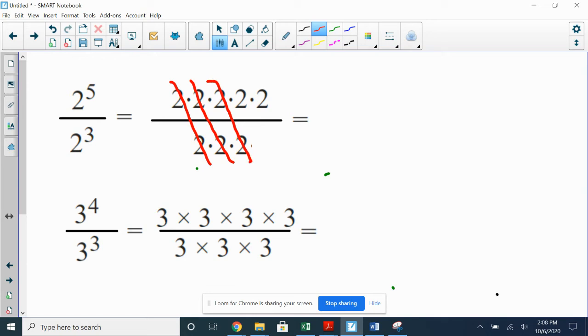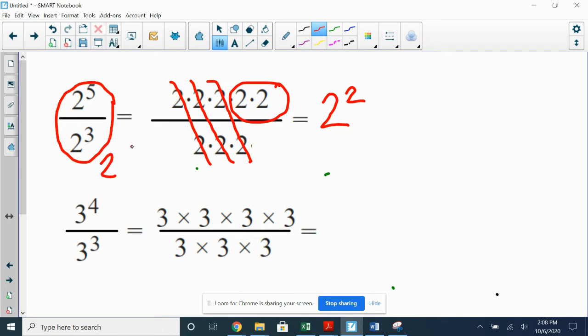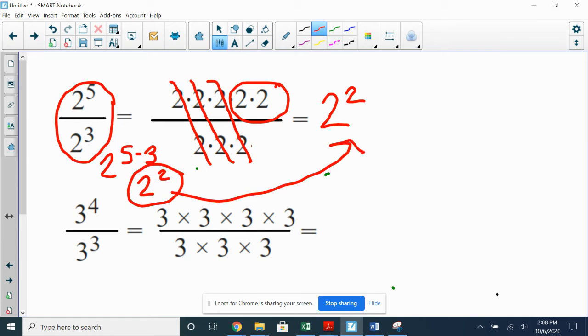I have both parts of the whole, and I am left with 2 times itself. So base of 2, the number being multiplied by itself, and I have 2 of them, so 2 to the power of 2. So let's check it now. We know that our quotient rule says we keep that matching base and we subtract our exponent. So 5 minus 3. We know that 5 minus 3 is 2. So we know that our drawing it out does actually work. We see it happening.